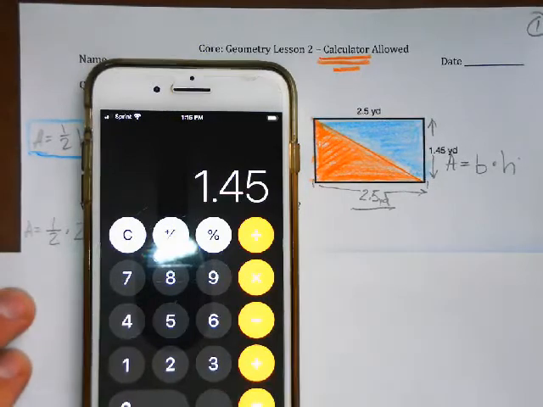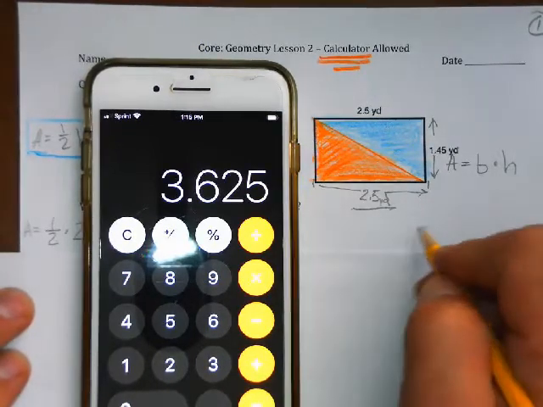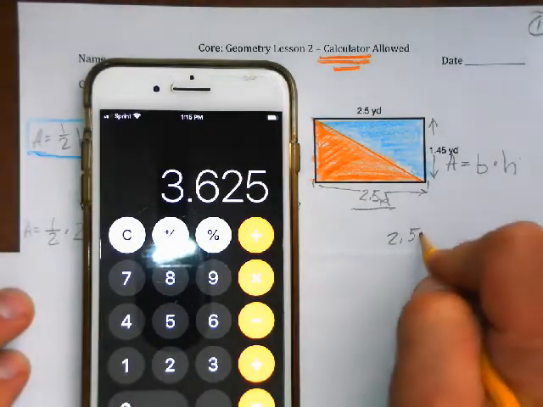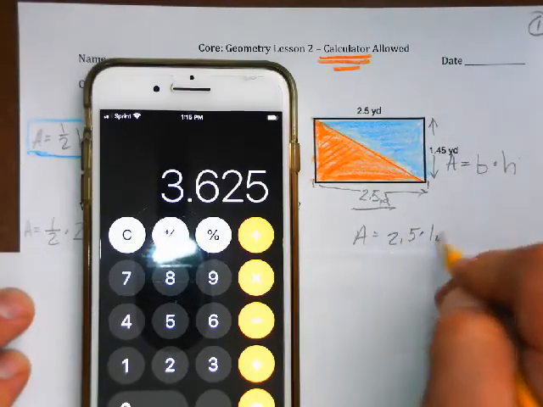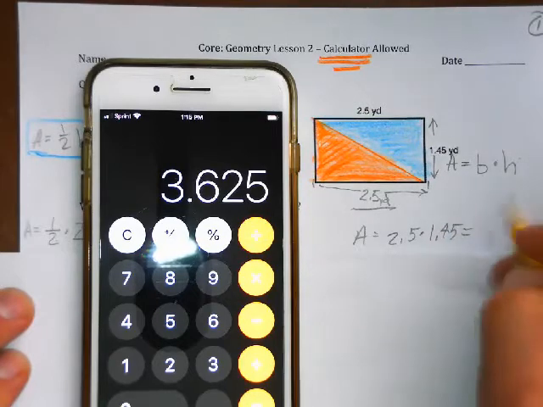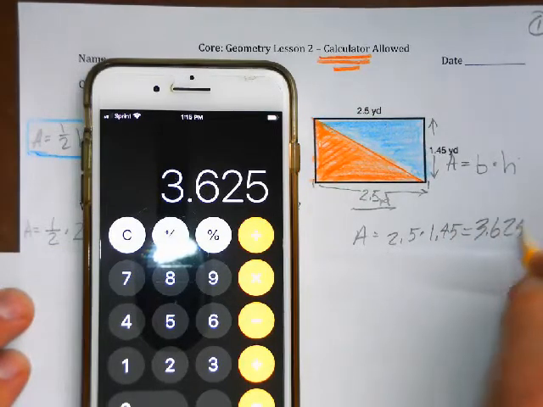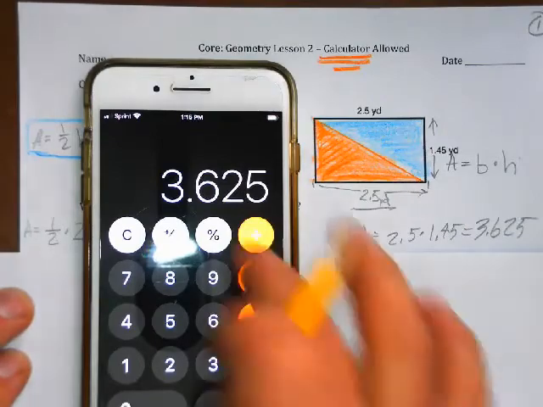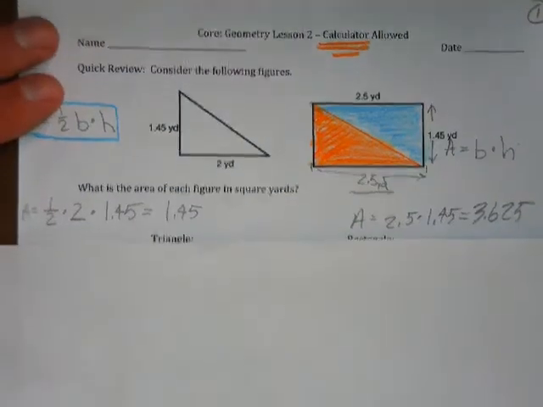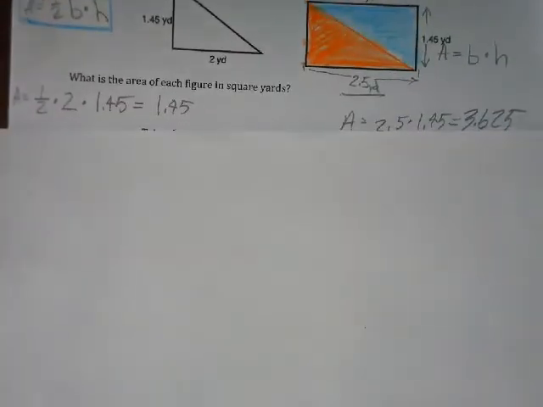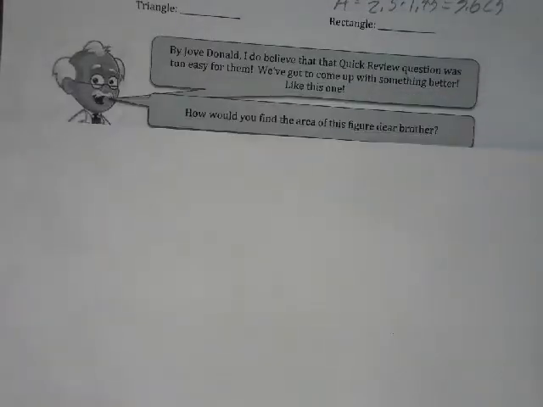So we know from PEMDAS that area equals 1/2 times 2 times 1.45. So if we go from left to right using order of operations, what's 1/2 times 2? That's 1. So that's why our answer is 1.45. Because we know that 1/2 times 2 is 1, and 1 times 1.45 equals 1.45.